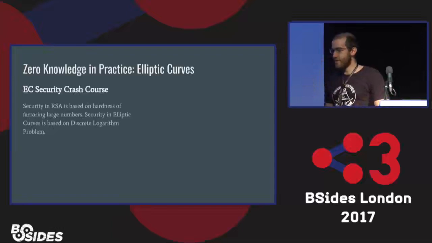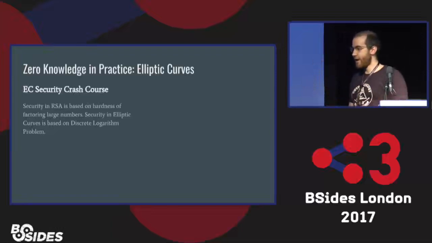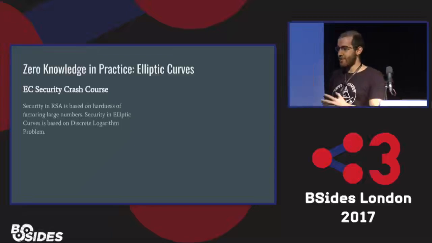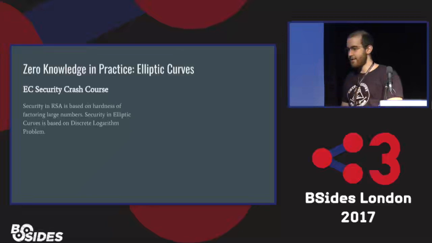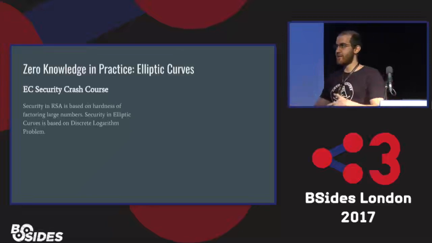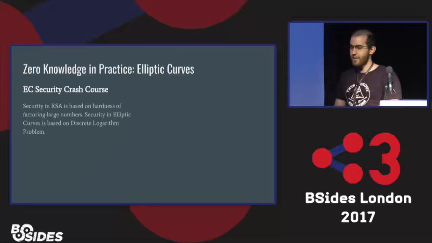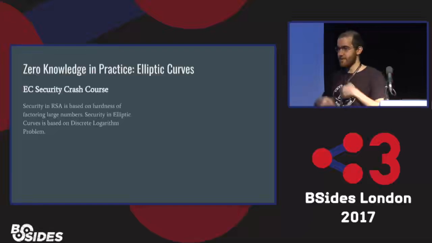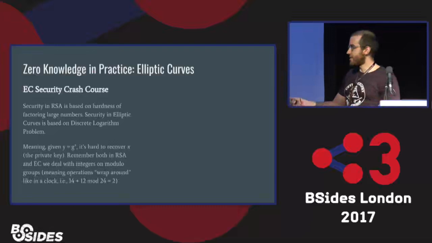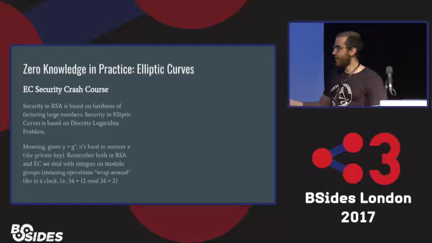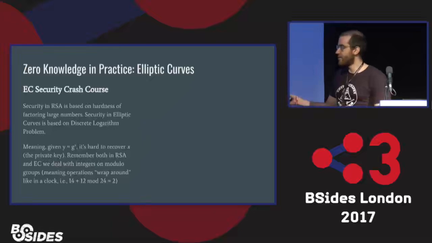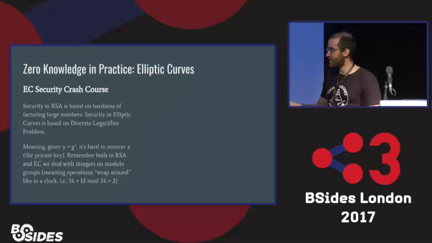So what's a logarithm? If I have a to the power of x, and I have a result there, well, if a to the power of x equals y, the logarithm of y given base a would be x, right? So it's reversing exponentiation. Given y equals g^x, where y is the result of this operation, it's hard to recover x, which is the private key.